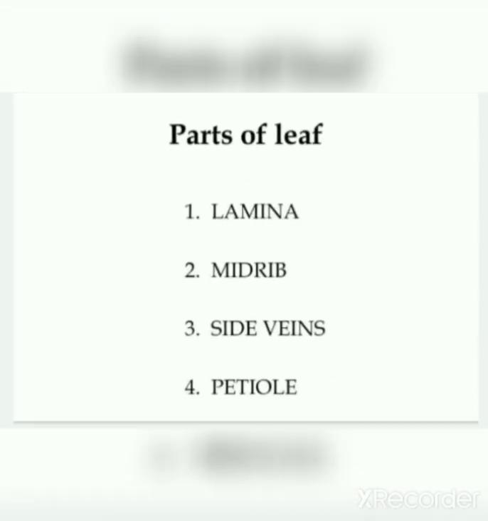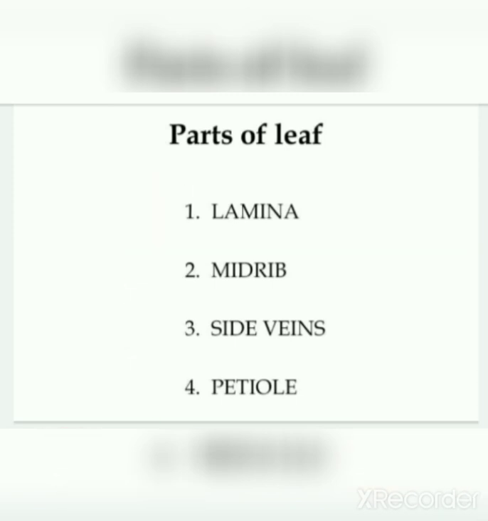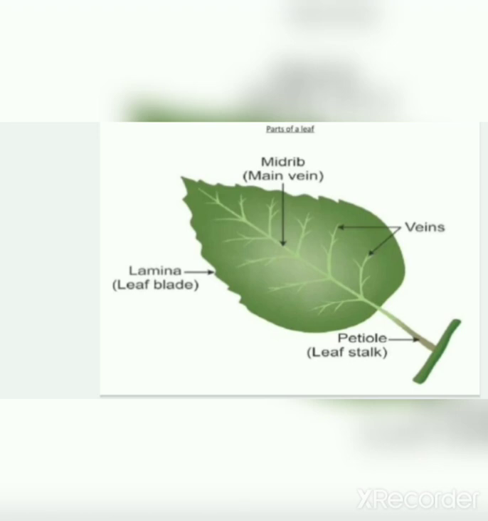Now let us discuss the different parts of the leaf. First part we have is the lamina. Second part is the midrib. Third is the side vein. And number 4, petiole. These are the different parts of the leaves. Now children, you can see here the structure of a leaf, how the leaf appears.